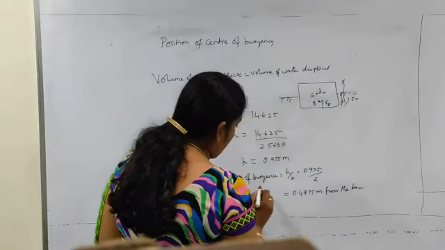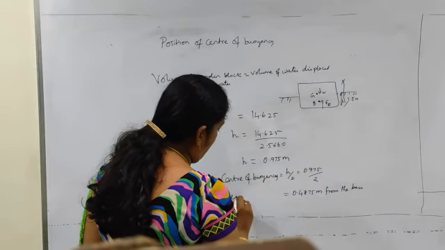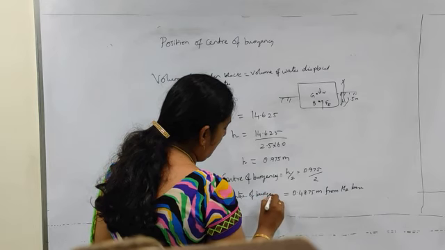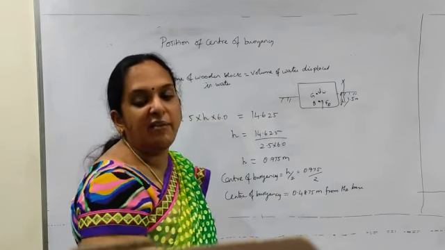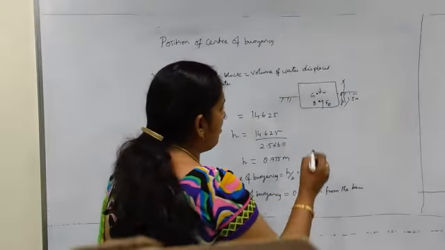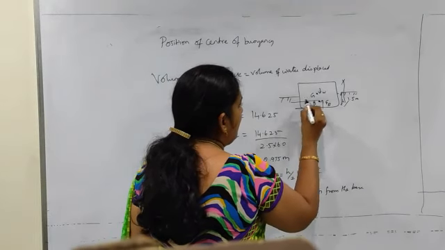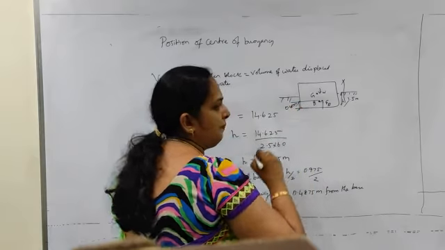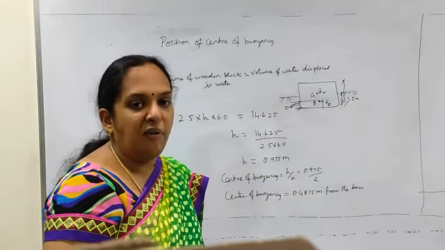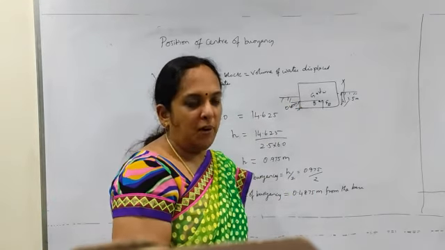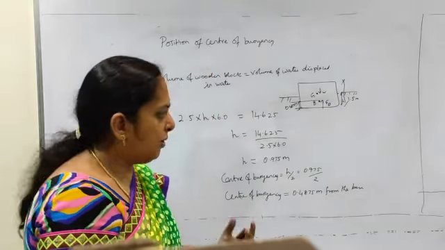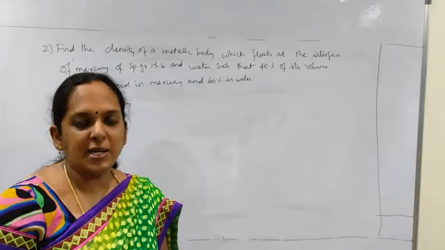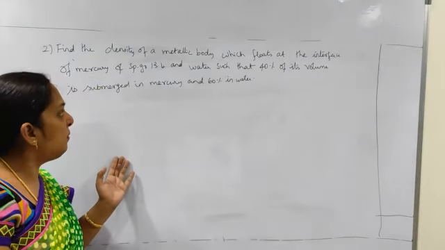How much is my center of buoyancy? Center of buoyancy is equal to 0.4875 meter from the base. That is from the base, this height is 0.4875 meters. Okay guys, now we will go with one more problem where we will be finding out the other parameters. Yes guys, here we have our second problem.